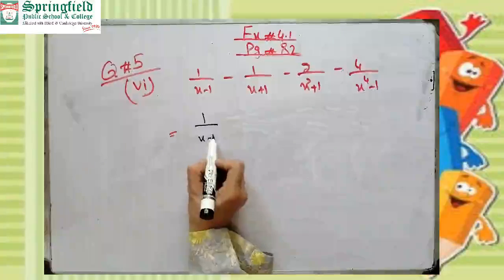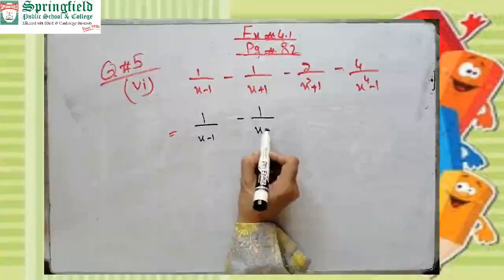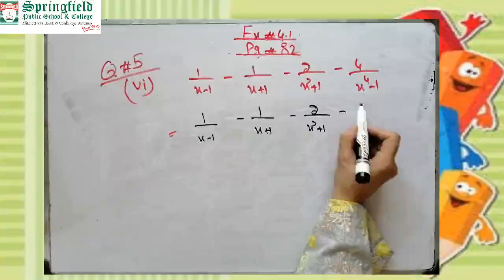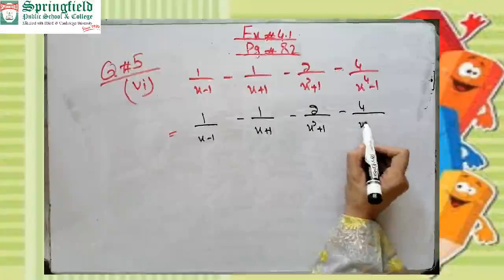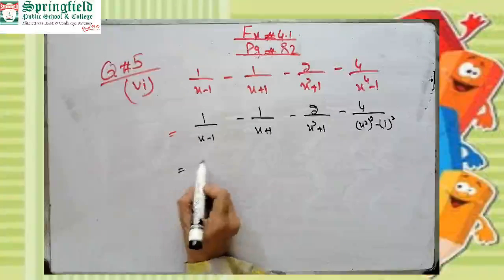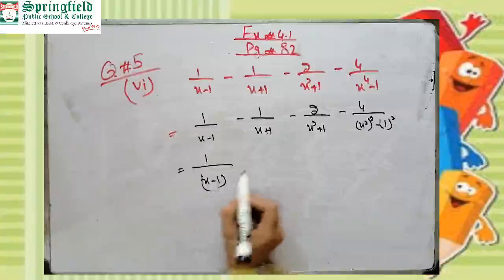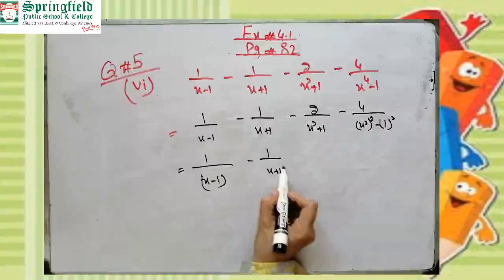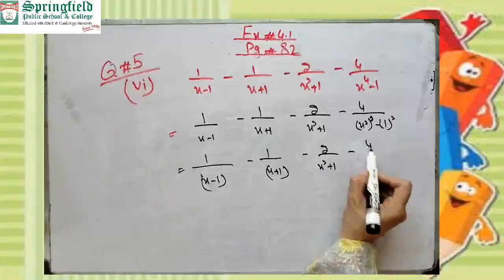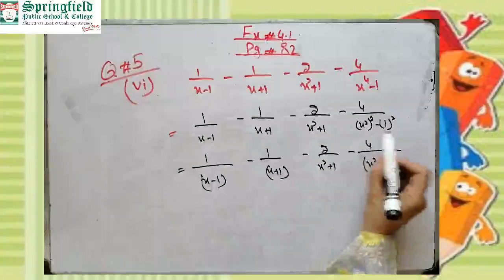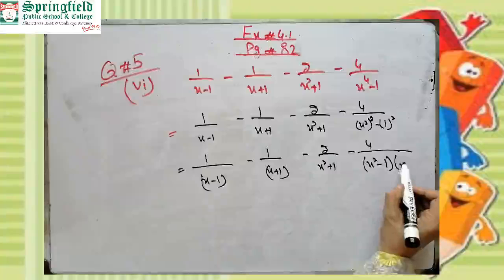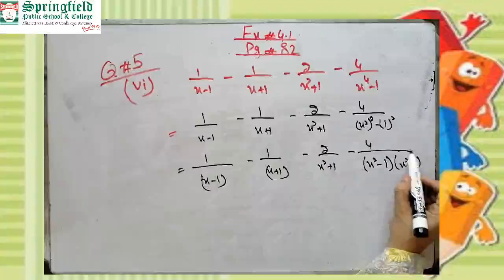1 divided by x minus 1, 1 divided by x plus 1, minus 2 divided by x square plus 1, minus 4 divided by x to the power 4 minus 1, and it can be read as x square whole square minus 1 square. Using a square minus b square equals a minus b times a plus b, it can be simplified.